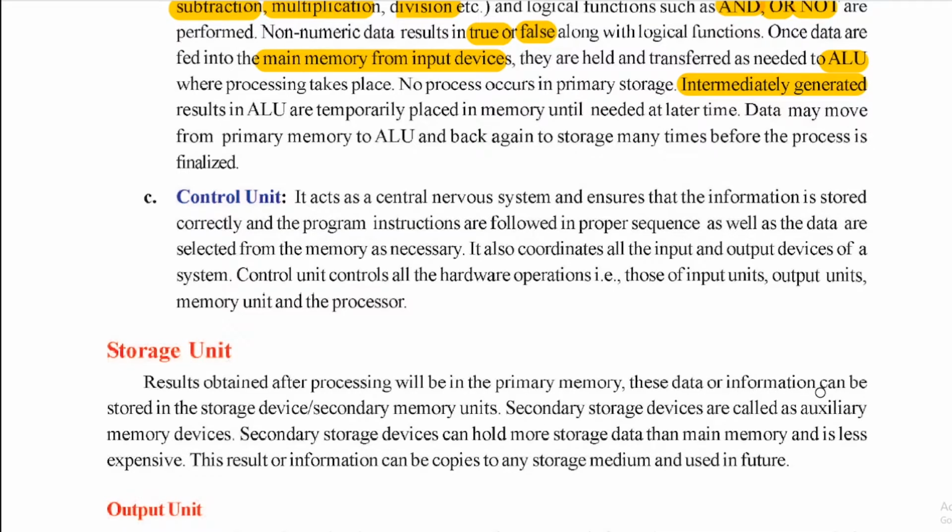So this data or information can be stored on storage devices, which are called secondary memory. Secondary storage devices are also called auxiliary memory devices. They can hold more data than the main memory, and they are much less expensive. They are made from magnetic storage devices, and the results or information can be copied to any storage media for use in the future. So that is how we store. That's the role of the secondary storage unit.